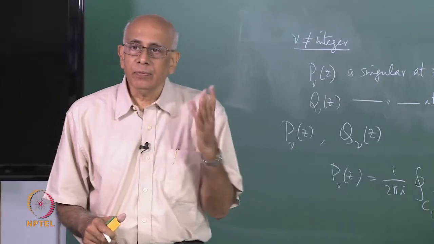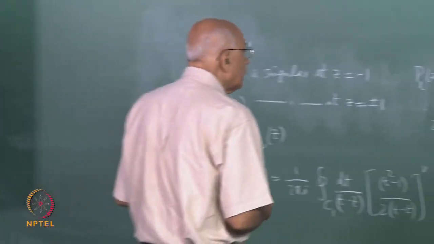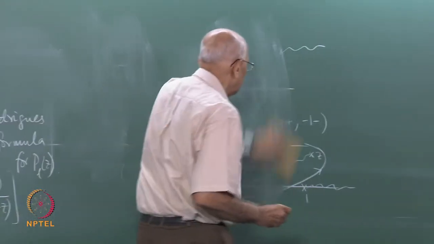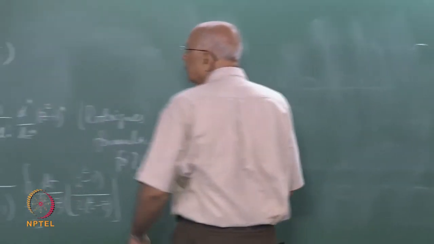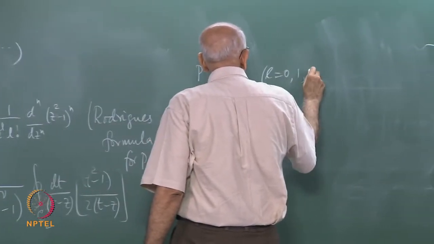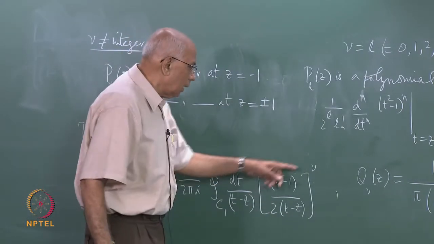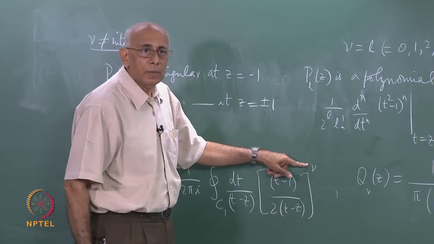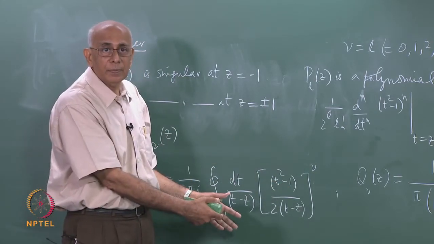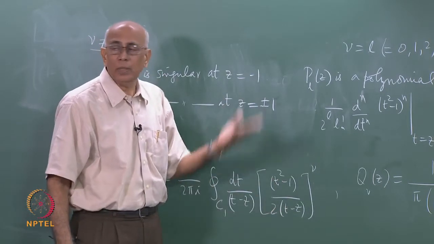What happens if nu is a negative integer, say minus L minus 1, where again L runs 0, 1, 2, 3, etc.? So what about P minus L minus 1 of z, where L equals 0, 1, 2, etc.? What would happen then? Well, go back to the general formula and put nu equal to minus L minus 1, and this time you end up with a pole at t equal to 1, because this gets in the denominator with some integer power, and there is no singularity at t equal to z, that goes up in the numerator, okay.